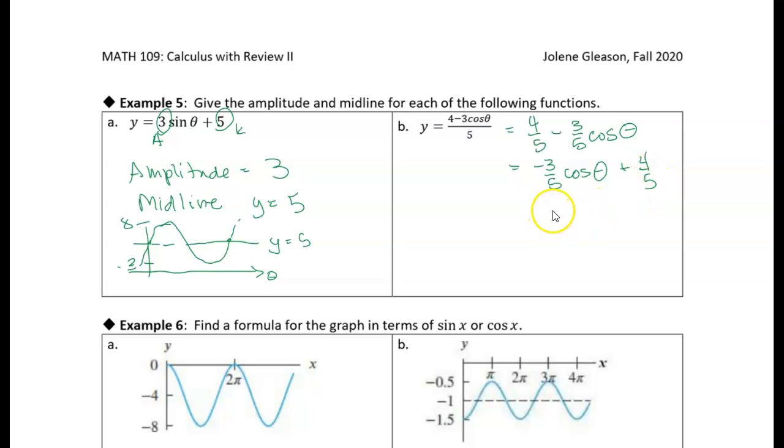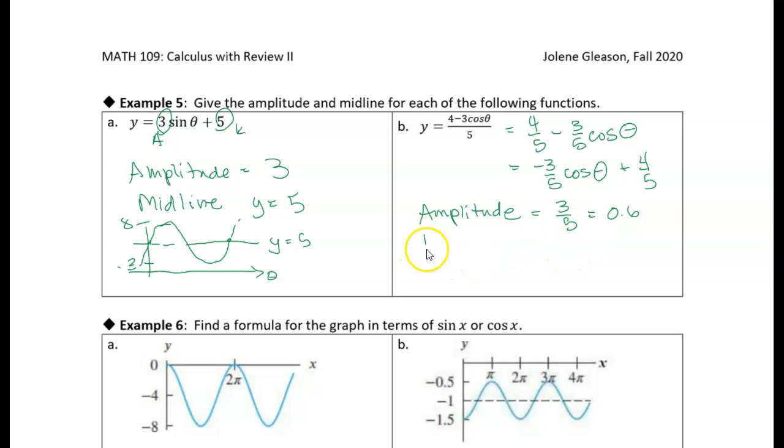Okay, so notice in this case we have a vertical compression going on. We're multiplying by 3/5. It's less than 1, right? So you're going to get a compression going on, but then you also have this negative, which essentially reflects it across the x-axis. All right, but still the amplitude is the absolute value of that a. So the amplitude is, because our a value is negative 3/5, we just take the absolute value of that. Our amplitude is positive 3/5, or we could write it as 0.6.